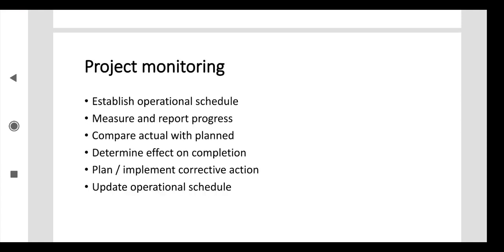Next one, planning and implementing the corrective action. If any change is there in the project, we have to plan and implement the changes in the project. Next one, update the operational schedule. Whenever we implement the process, we have to update the operational schedule for the project. These are all the points in the project monitoring process.